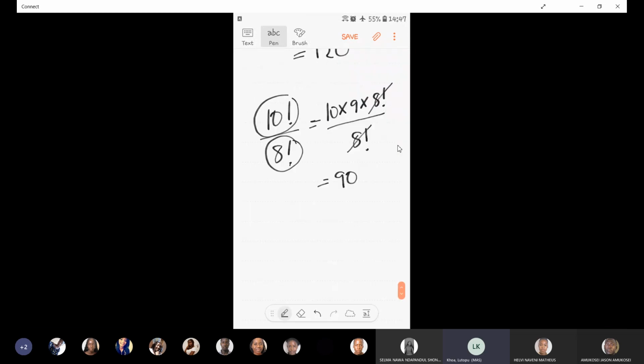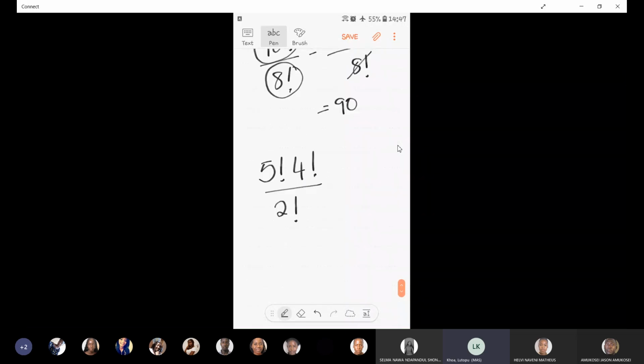So we could say, what if I have 5 factorial, 4 factorial over 2 factorial? Okay, let me say 3 factorial there as well. So when the factorials are next to each other like that, it means they're multiplying. So I have 5 factorial times 4 factorial divided by 2 factorial times 3 factorial.